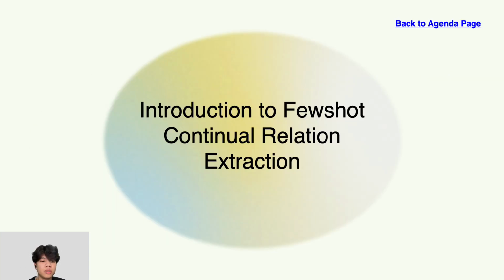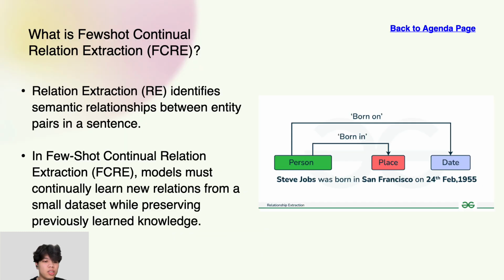So let me introduce few-shot continual relation extraction, or FCRE for short. Relation extraction is a task in information extraction that identifies semantic relationships between entity pairs in text. For example, in the sentence, Steve Jobs was born in San Francisco in February 24, 1955, we can extract the relation born in between Steve Jobs and San Francisco.